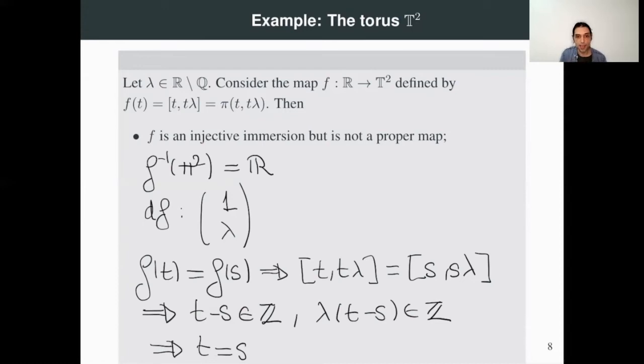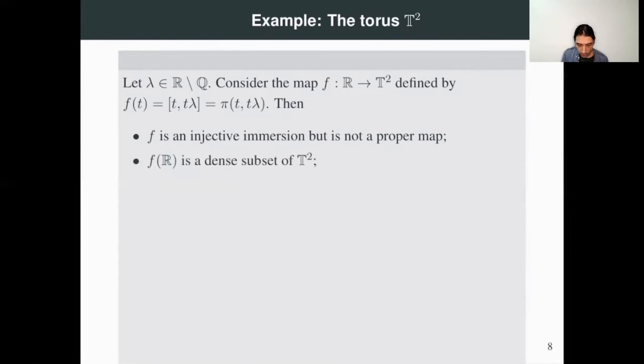Okay, so we have our first property. The second property is that F, the image of F, is a dense subset of the torus. Okay, let's focus on this one. Let's consider the projection from the line to the quotient of R over Z. We already know that that's going to be a circle. And what we want actually to see is the following lemma.